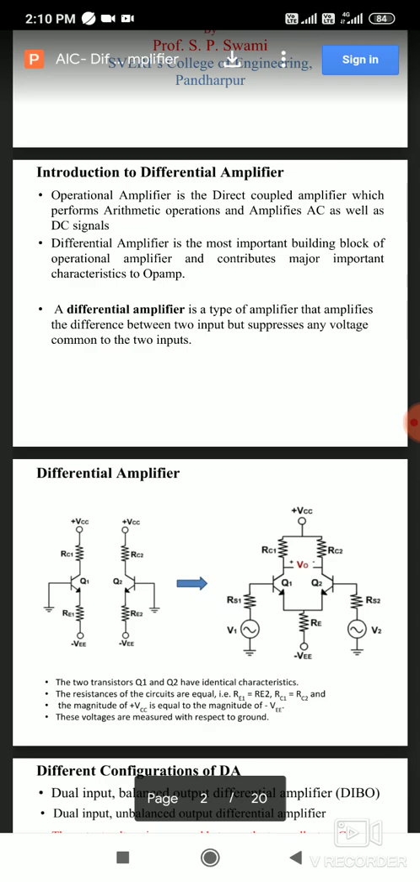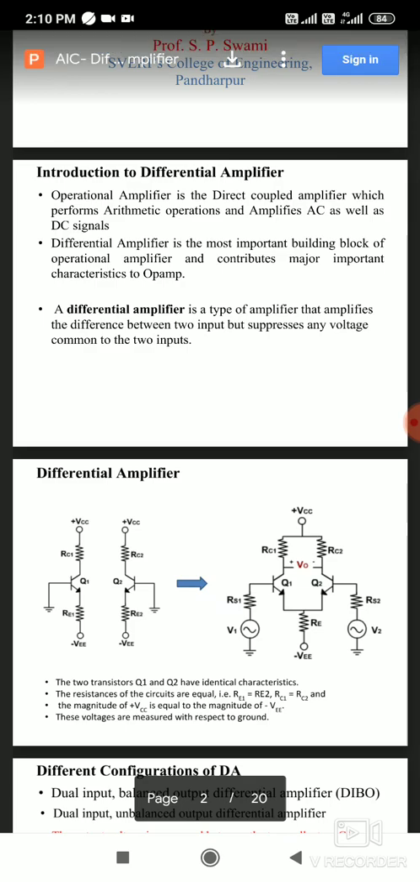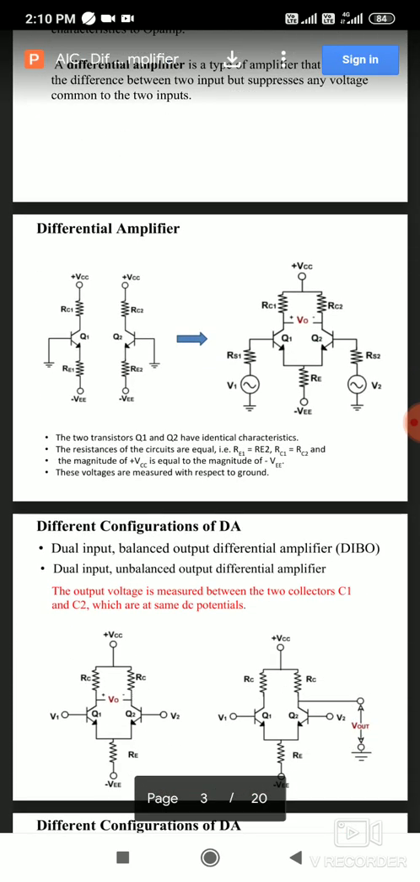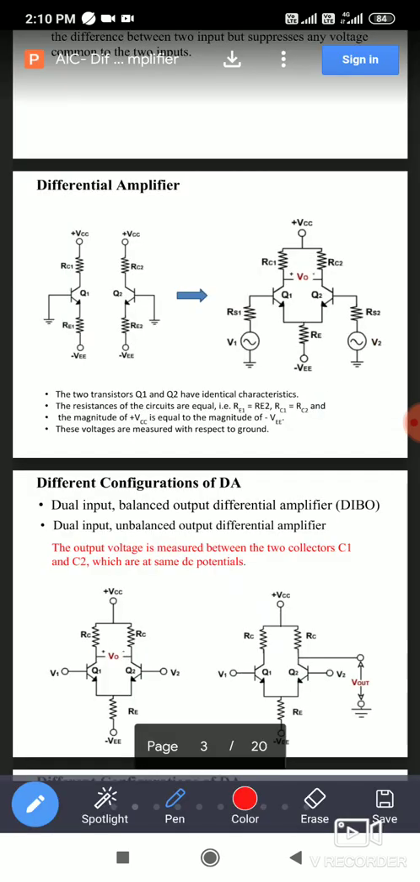OK, it will amplify the difference between two input signals V1 and V2. Now next, we have seen the diagram of the differential amplifier. It has two inputs, and that is shown in this figure.